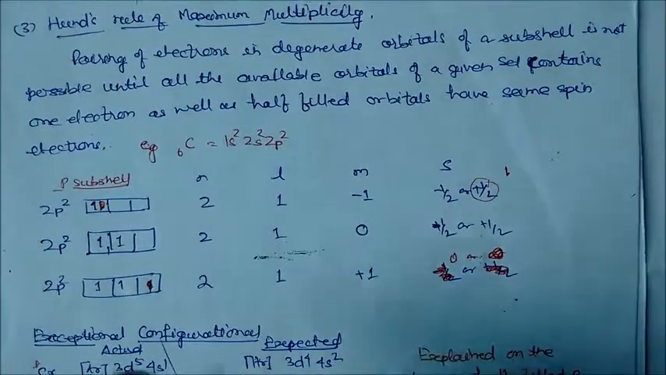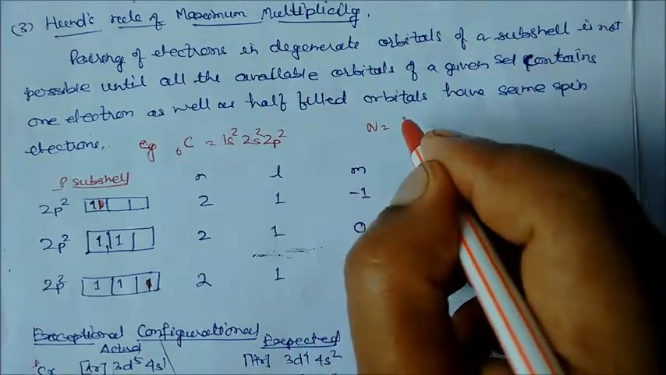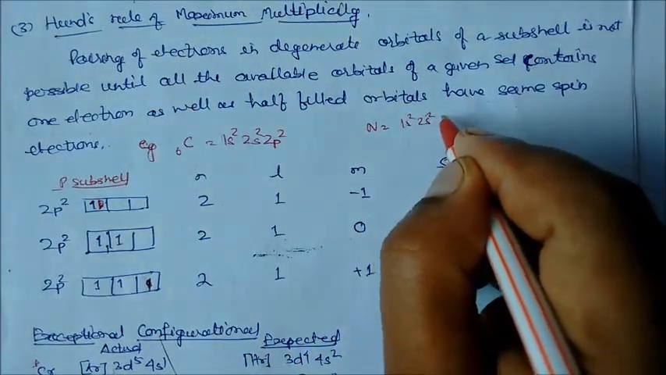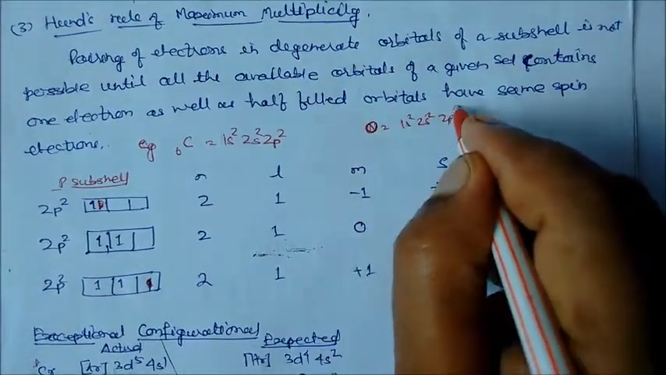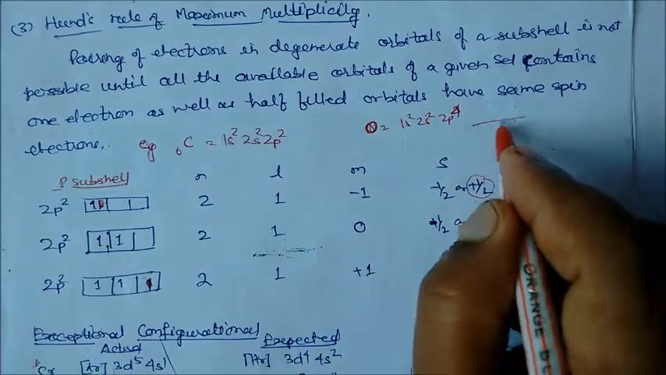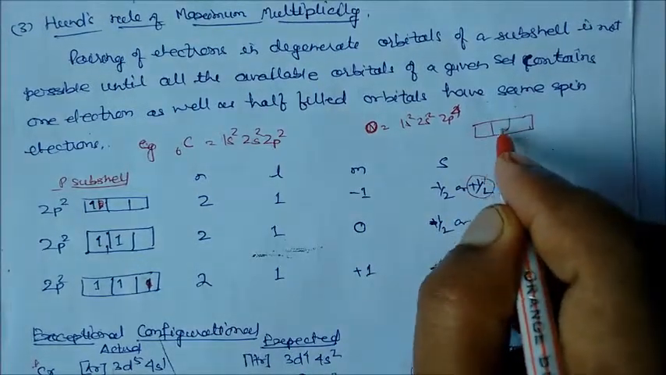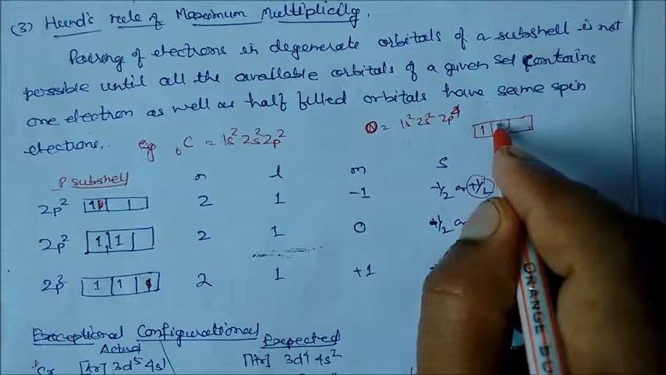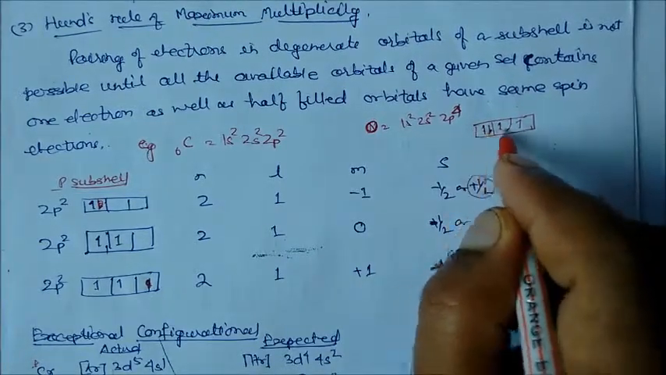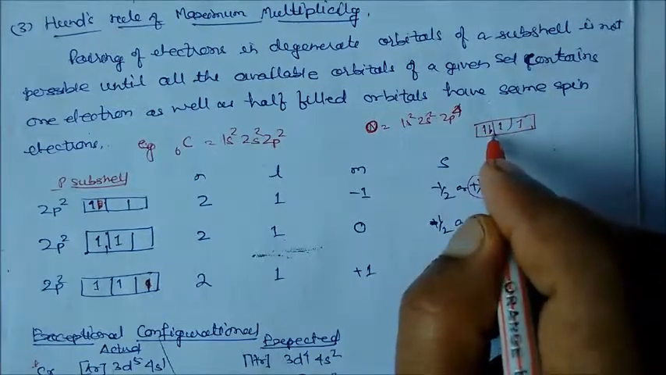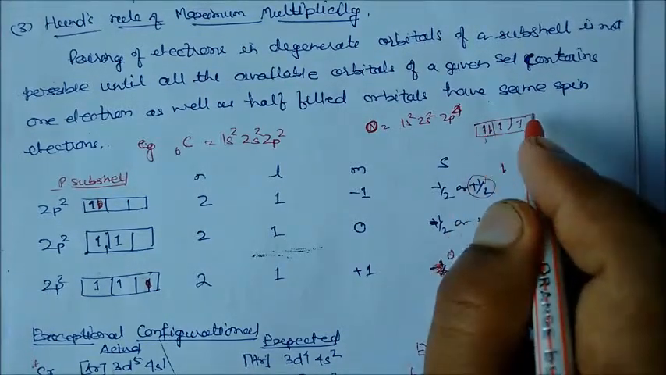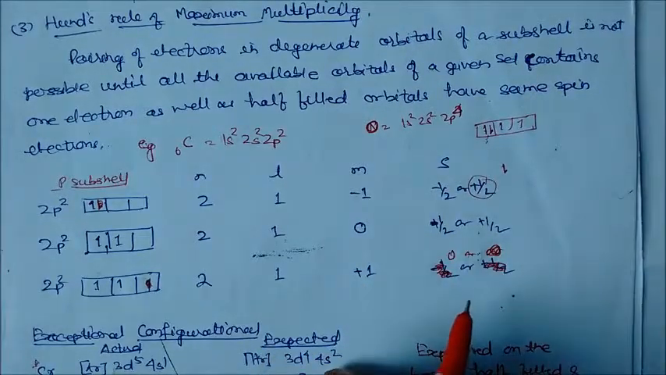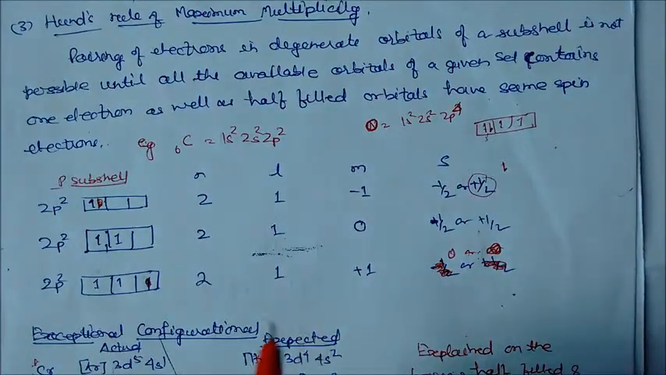Hund's rule says that, suppose you take nitrogen. Nitrogen contains 1s2, 2s2, and 2p3. Or take oxygen, which means 2p4. If you take 2p4, how are the electrons filled? The first electron 2p1, then second, then third, then fourth. So the electrons are filled like this. When the fourth electron is filled, it follows the Pauli exclusion principle. Before that, Hund's rule is followed. Means first Hund's rule is followed, then the Pauli rule is followed.